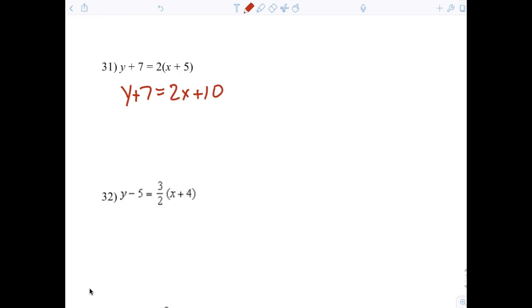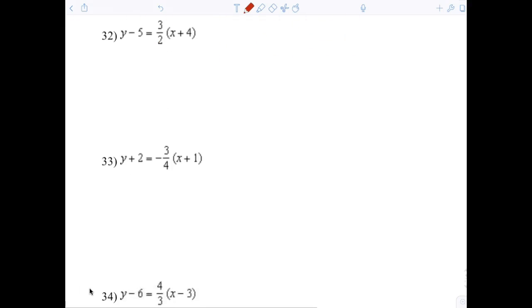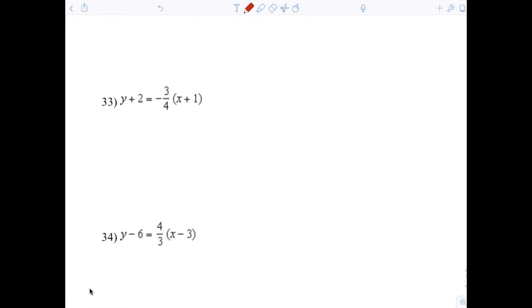And so now you move the y. So it's 2x minus y is equal to, you move the 10, so it's negative 3. Good job. 2x minus y equals negative 3. Perfect. Perfect. Okay. All right. Madeline.